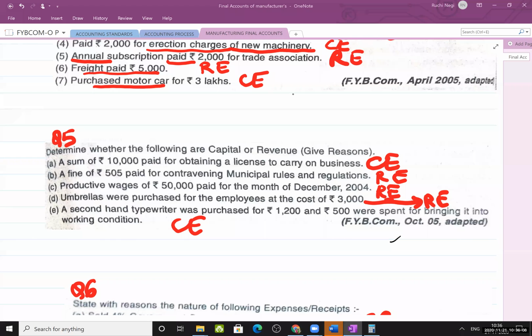A second hand typewriter was purchased for 1,200 and 500 was spent on bringing it to working condition. Whether it's a new asset or it's a second hand asset, you have purchased an asset, you have paid expenses for getting the same, it's capital expenditure.